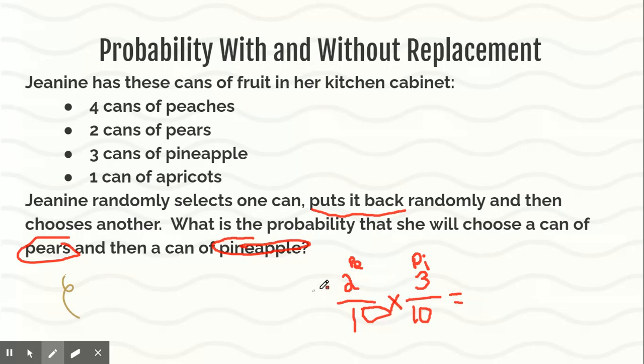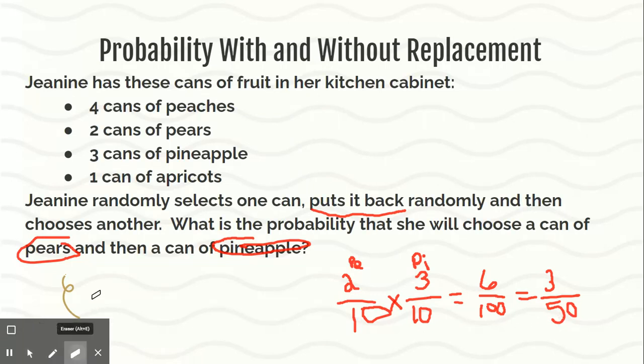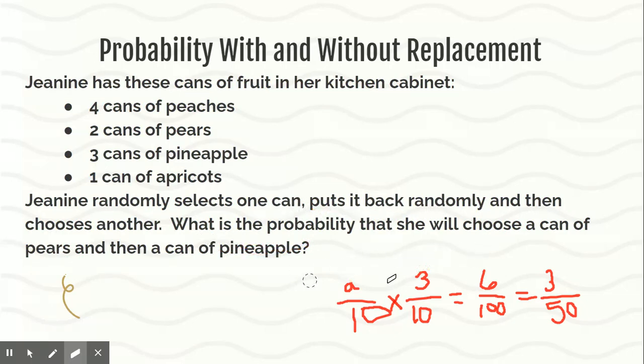With fractions, you just multiply straight across. 2 times 3 is 6. 10 times 10 is 100. And then I reduce it. I can reduce both of these by 2. 6 divided by 2 is 3, and 100 divided by 2 is 50. So the probability of drawing a can of pears and then a can of pineapple, after I've put the first can back, is 3 out of 50. So 3 times out of every 50 tries, I can get this. That's how you do it with replacement. The total doesn't change with replacement, and then you just multiply the two probabilities together.